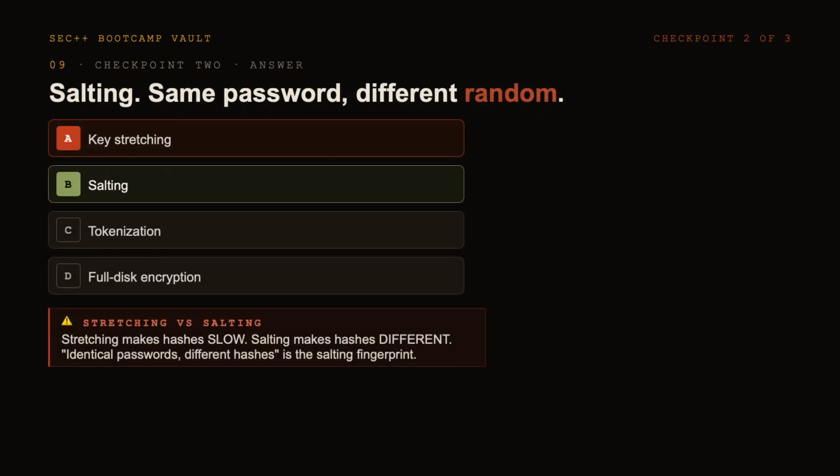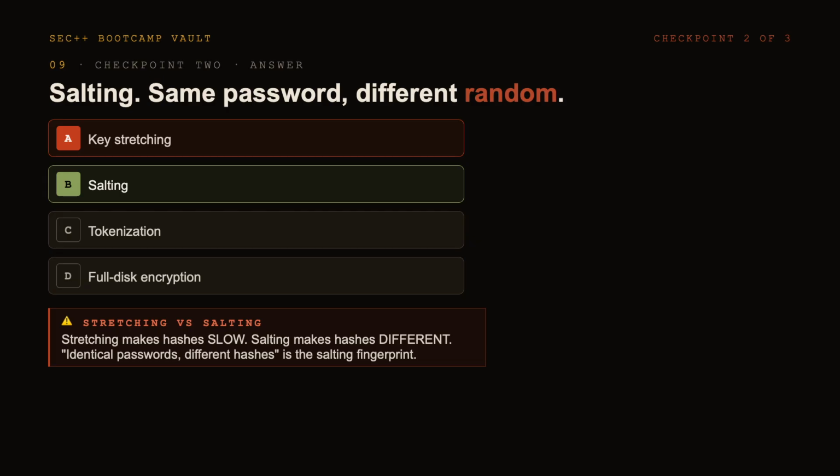Salting. Each password got its own random salt before hashing, so identical passwords produce different hashes. Keep the pair straight. Key stretching makes hashing slow, to fight cracking speed. Salting makes hashes different, to fight pre-computed tables. When the story is identical passwords with different hashes, that is salting.